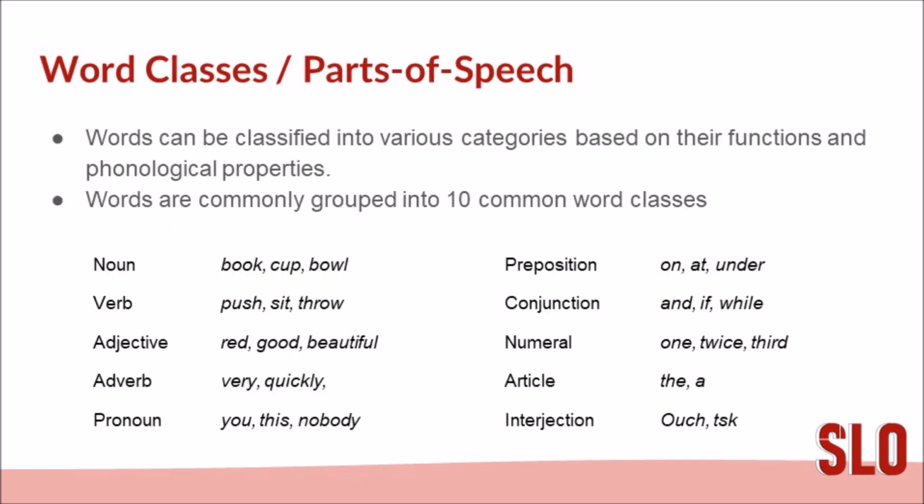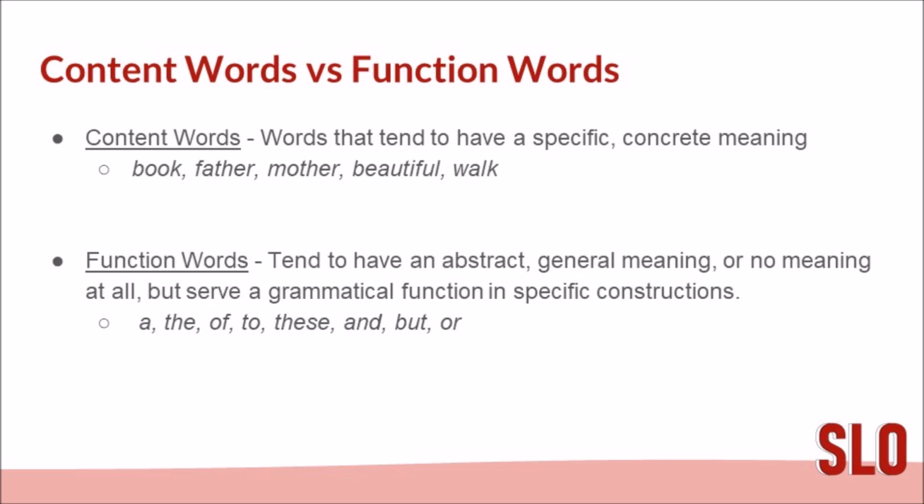There are 10 common word classes that words can be classified into based on their functions and phonological properties. These are the noun, verb, adjective, adverb, pronoun, preposition, conjunction, numeral, article, and interjection. These words are also split into content words versus function words. Content words are those that tend to have a specific concrete meaning, such as book, father, mother, beautiful, and walk. Function words refer to those that have an abstract or general meaning or no meaning at all, but serve a grammatical function in specific constructions. This refers to your determiners, prepositions, and conjunctions, such as a, the, of, to, this, and but, and all.